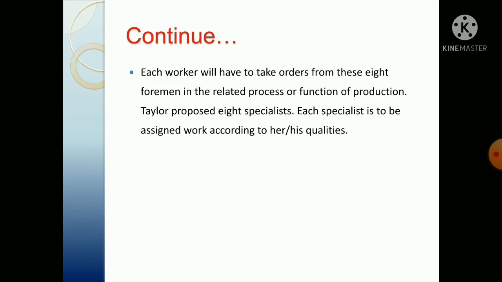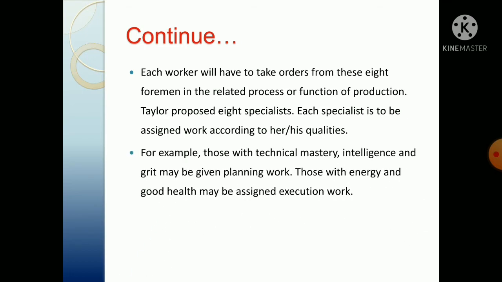Each worker will have to take orders from these 8 foremen related to the process or function of the production. So Taylor proposed 8 specialists. Each specialist is to be assigned work according to his or her qualities. For example, those with technical mastery, intelligence and grit may be given planning work. Those with energy and good health may be assigned execution work.